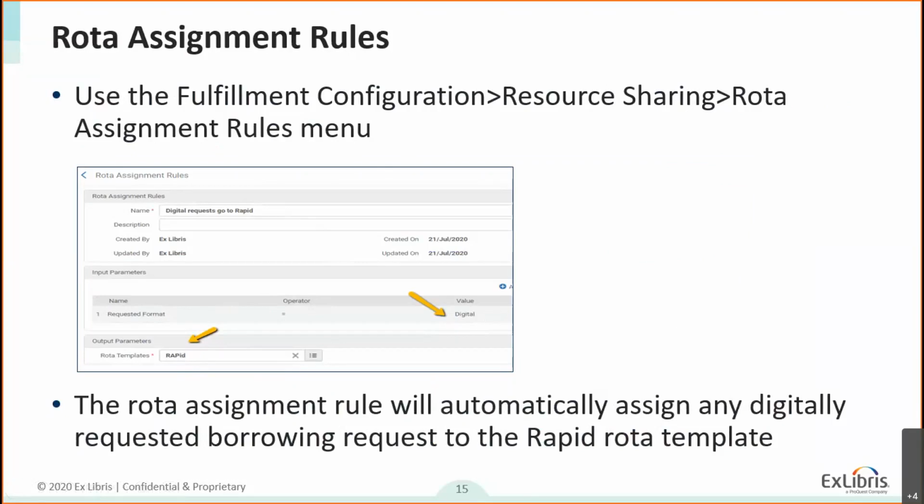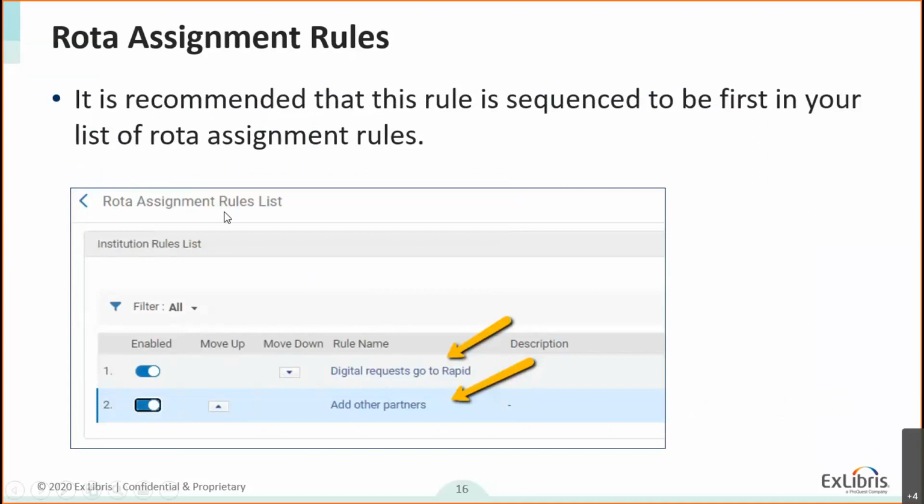So the result will be that any digital request is assigned to Rapid, and that is the first rule on my Rota assignment rules. Then, as you know, the Rota assignment rules work top down. So any match is added to the request from the first and down. So if my first Rota assignment rule says digital request to Rapid, as demonstrated here, then Rapid will be the first partner assigned to any digital request. Of course, you can have other Rota templates assigned to your request at your preference, whatever you want to do with the request. These other Rota members will be activated if Rapid could not fulfill the request.